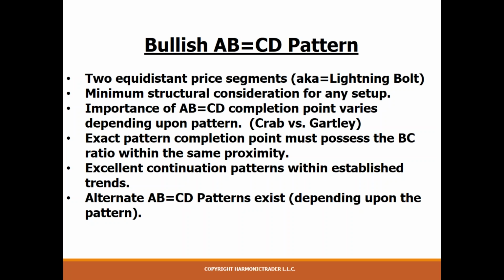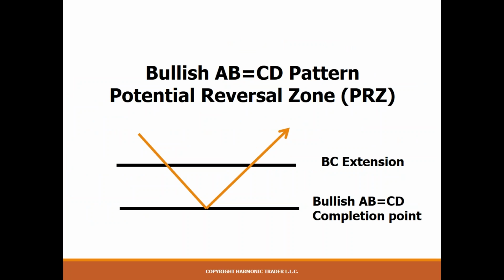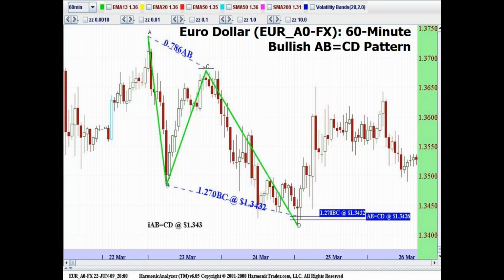Now there's alternate ABCD patterns. They exist. We'll look at those in the pattern webinars. But these ABCD structures create a zone, and that's what harmonic trading is all about. It's looking at these potential reversal zones. With the structural measurement of the equivalent AB to CD projection, we look at that BC ratio extension measurement. That defines the area, in this case harmonic support, for the price action to turn around.